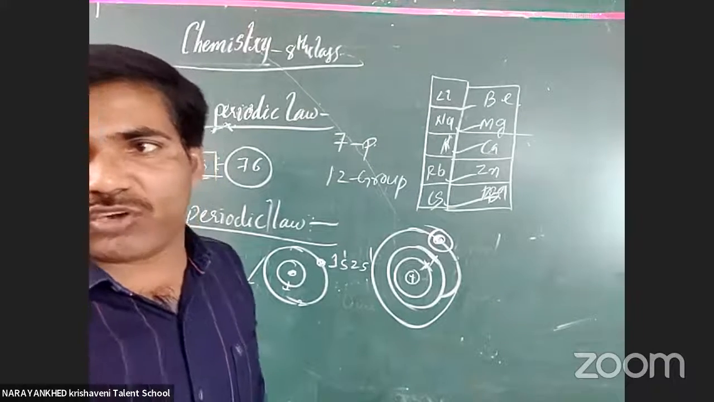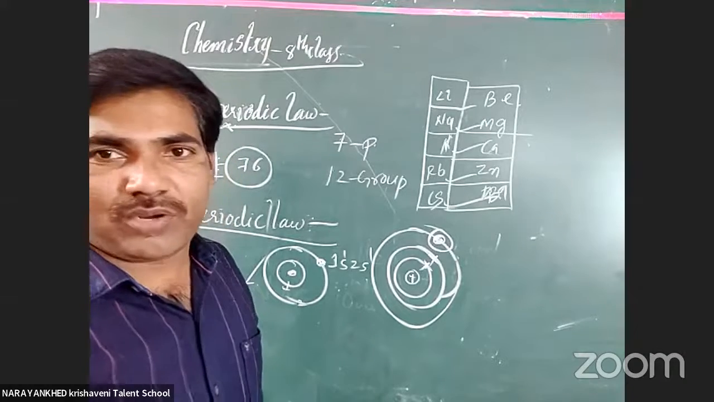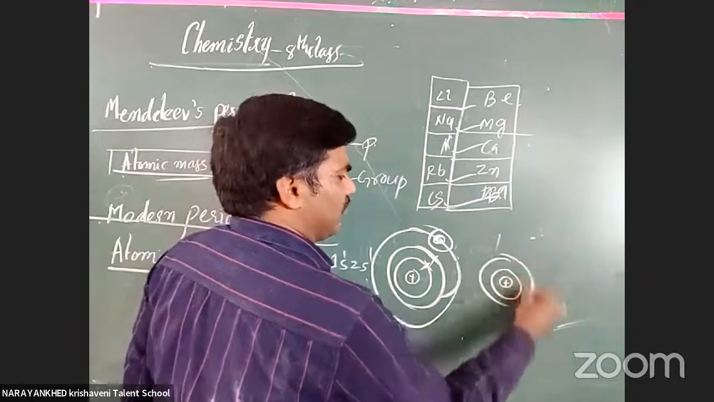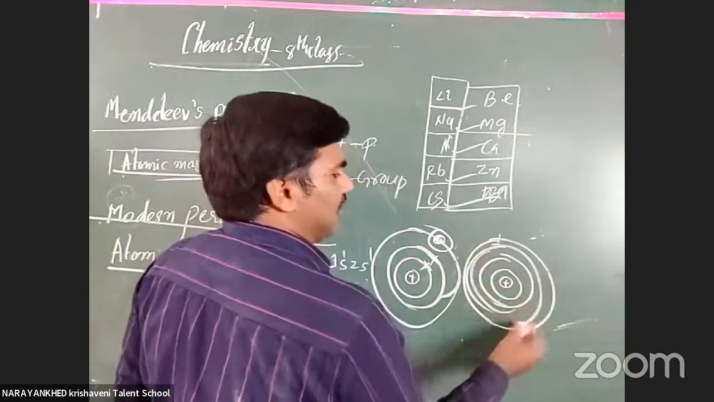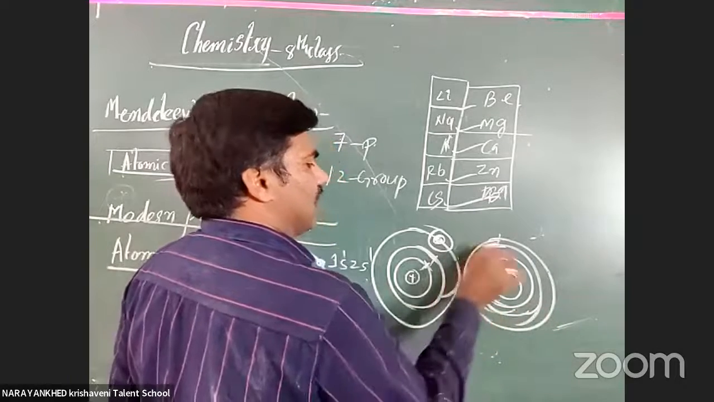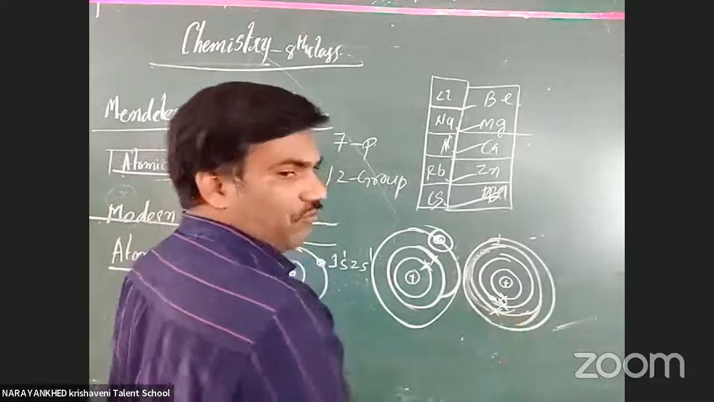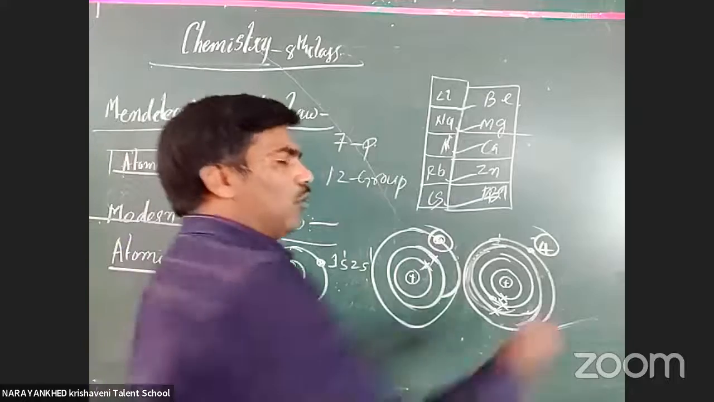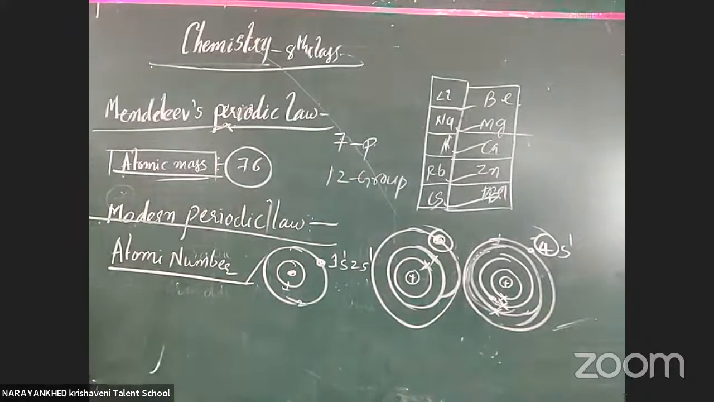Now consider potassium. The atomic number of potassium is 19. The first three orbits are totally filled, and the outermost orbital contains what? Suppose this is totally filled, this is totally filled, this is totally filled. The outermost, the fourth orbital, contains only one electron: 4s1. Clear or not?